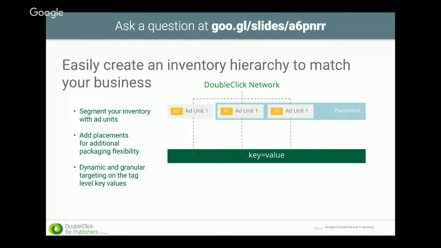Another fantastic feature that we use here is our key value targeting. This is where you can be quite dynamic and granular on tag levels with key values. So it really is up to yourself how you want to use this particular targeting.